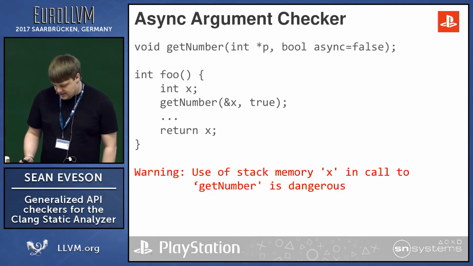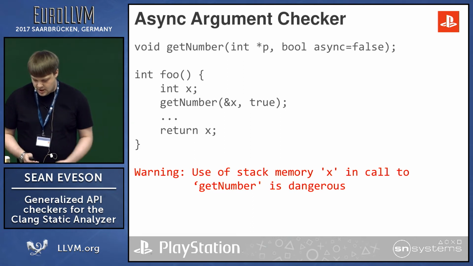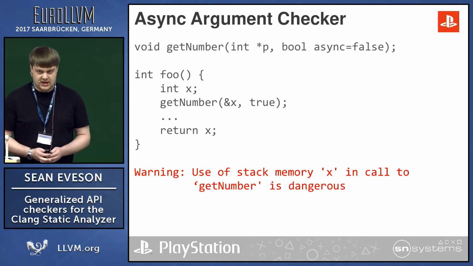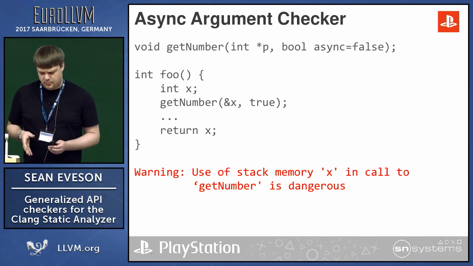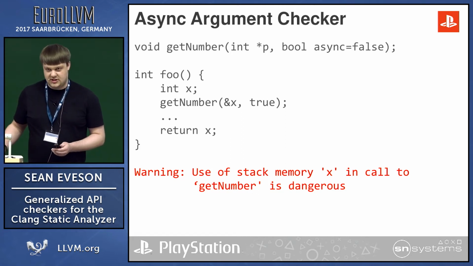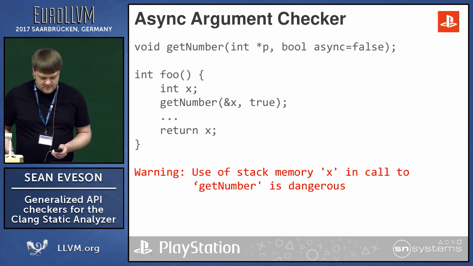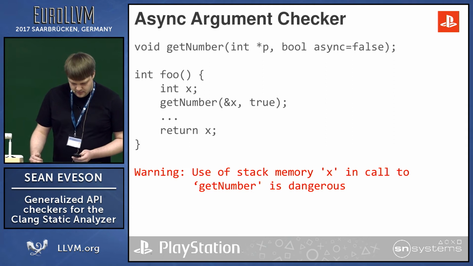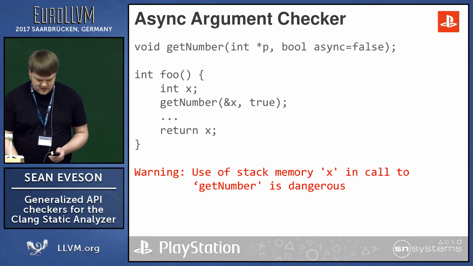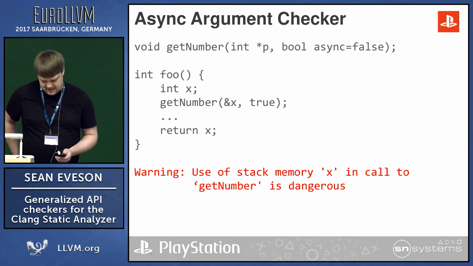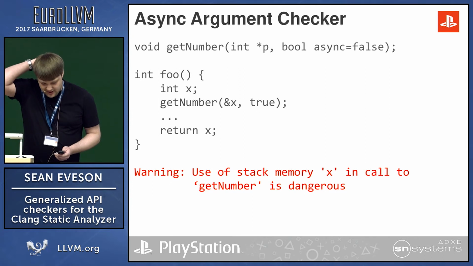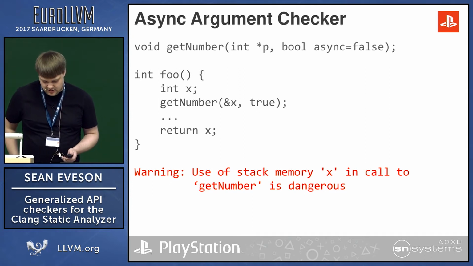So next up is the asynchronous argument checker. Here what we're looking for is anywhere you're passing a pointer to the stack to a function that's then going to read or write to that pointer sometime in the future, but we don't know when. Obviously, since it's happening at some point in the future, that pointer might become invalid. And as you see, we produce diagnostics. There are slightly more complicated cases, like here, where the function only behaves asynchronously if the second argument is true.